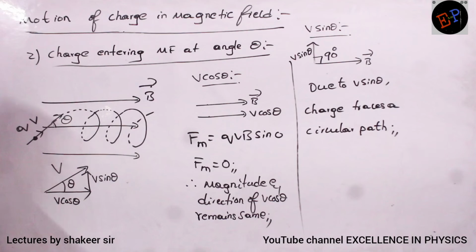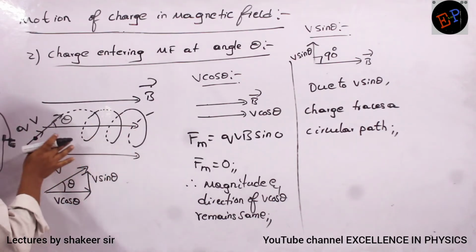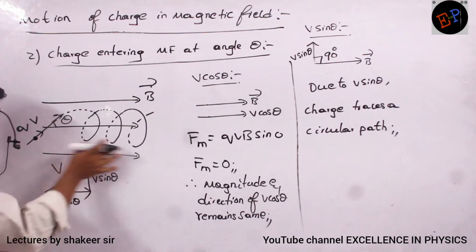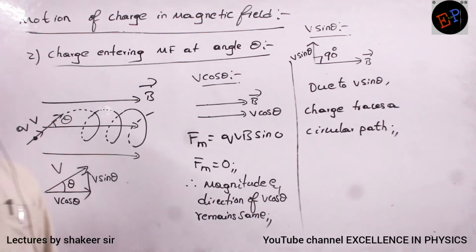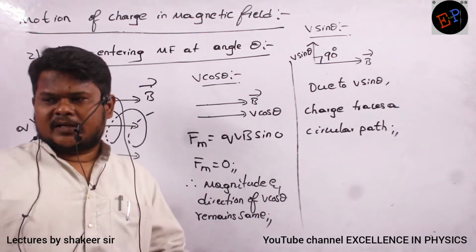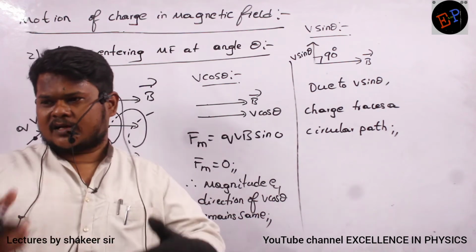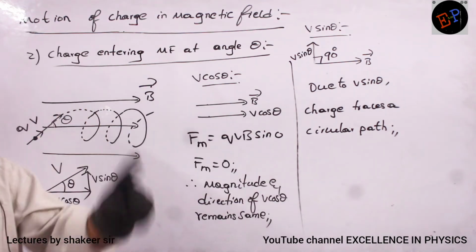It moves like this. Clear, no? So this is moving in a circular path, no? Similarly, it is moving in a straight line also. So this kind of movement is called a helical path. Like the DNA structure, it looks like a helix. So this also moves in a helical path.